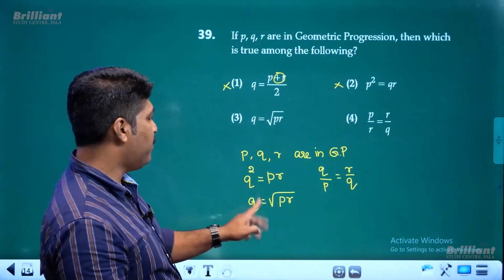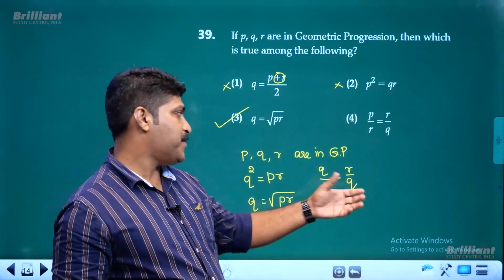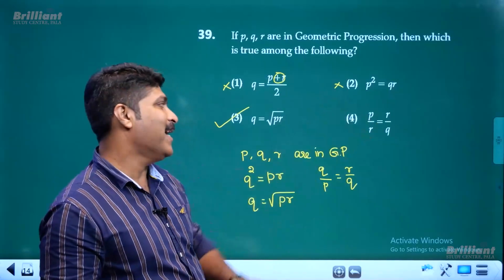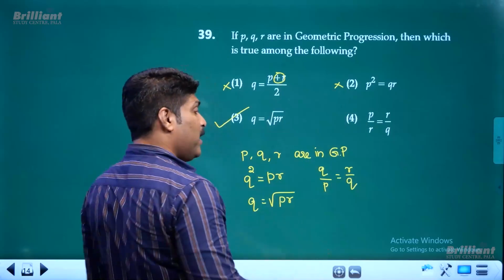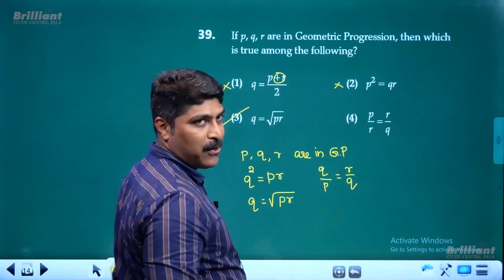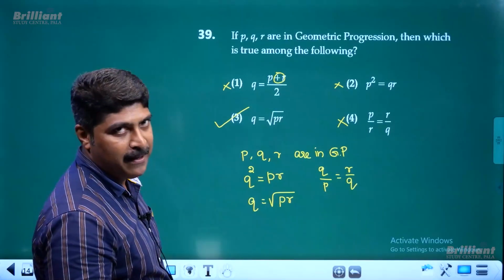And Q equal to root PR, yes, it's satisfying. Q equal to root PR. And there is another expression here, but that's not exact: here it is P by R equal to R by Q, but actually it should be Q by P equal to R by Q. So this is also not. Hence the answer is option 3.